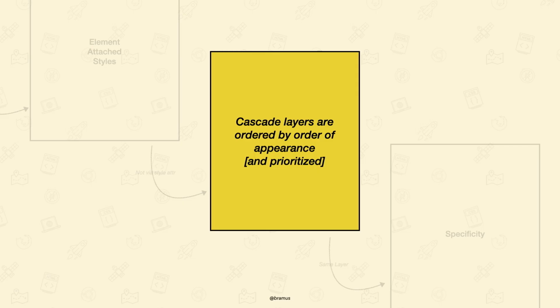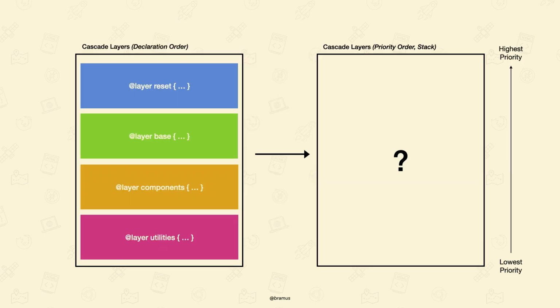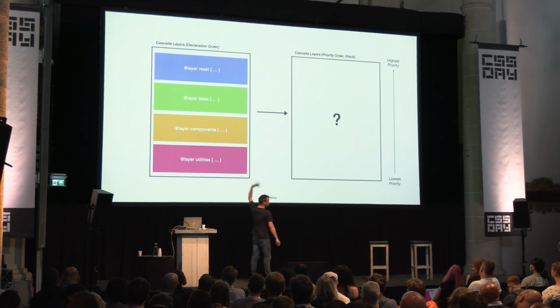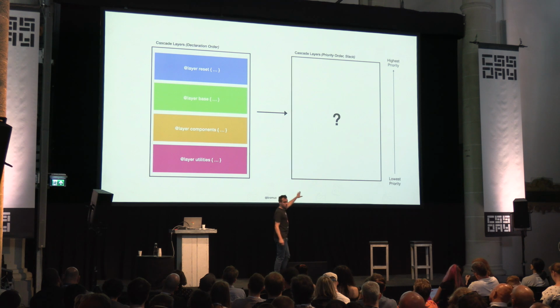But I will explain it to you. Because Cascade layers are ordered by order of appearance, but they are also given a priority. So if this is the order of appearance in our style sheet, and then inside of it, we have an at layer reset block, and then we have an at layer base, components, and utilities. This is the declaration order. So our style sheet reads from top to bottom. But then the priority order, well, that's not the same order.